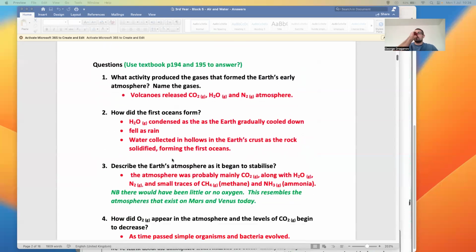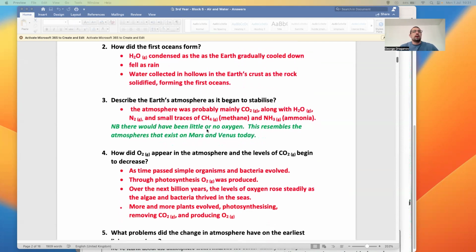So if I summarize it before moving on, at the beginning there was loads of CO2 and nitrogen, and water vapor traces. The water vapor condensed. So to summarize, the volcanoes released a lot of CO2 and nitrogen, and there were traces of water vapor. The water vapor condensed as the Earth cooled down, and it formed the oceans. And then the carbon dioxide was able to dissolve in the oceans.